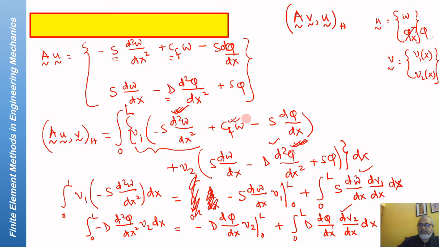This term is obviously symmetric because this is the integral 0 to L of CF w v1 dx. If you swap these two, it will obviously remain the same. This term is symmetric because it is the integral 0 to L of S phi v2 dx. Swap phi and v2, it remains the same. So this term is symmetric, this term is symmetric.